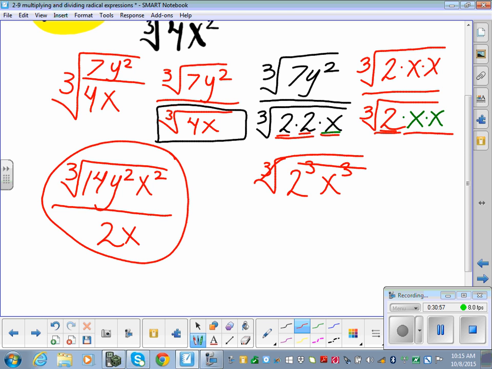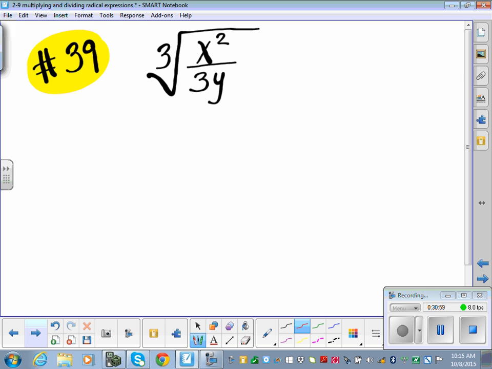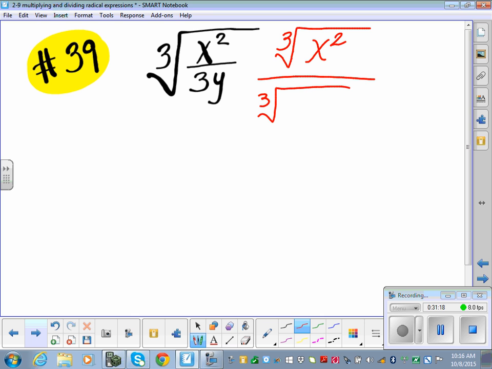Okay. Let's do number 39 together. So we have the cube root of x squared over 3y. So let's split this up. So we have the cube root of x squared on top, and on bottom we have the cube root of 3y. Now once again, this is a cube root, so we need 3 of them.